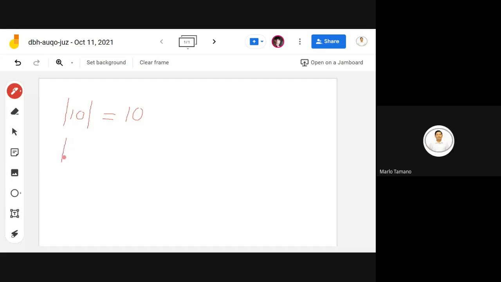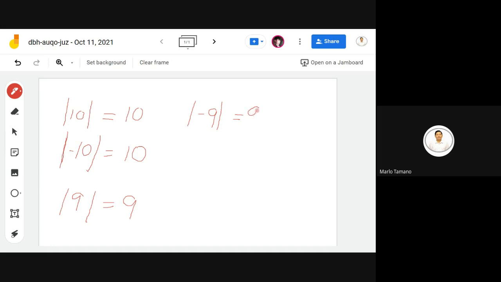Naintindihan? Next, we have here negative 10. The absolute value of negative 10, ano sagot natin? So what is the absolute value of negative 10? 10 pa rin po. Naintindihan ninyo? Okay, so the absolute value of 9. Ang sagot natin sa absolute value of 9? 9 pa rin. Okay po. The absolute value of negative 9. Ano sagot? 9 po. 9 pa rin.